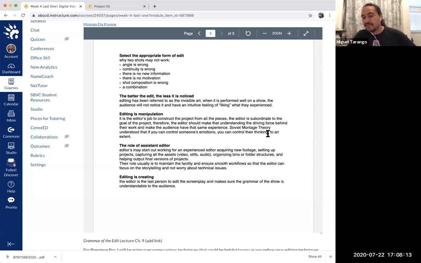At the same time, the assistant editors are also there to maintain the facility and ensure smooth workflows so that the main editor can focus on the storytelling and not worry so much about technical issues. So remember all the problems some of you had. Some of you did have a few problems working, but those are all best practices. That is true wisdom.